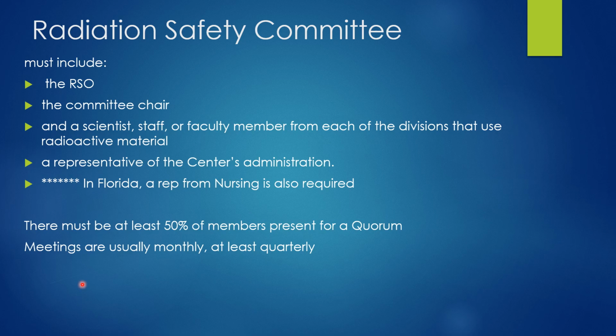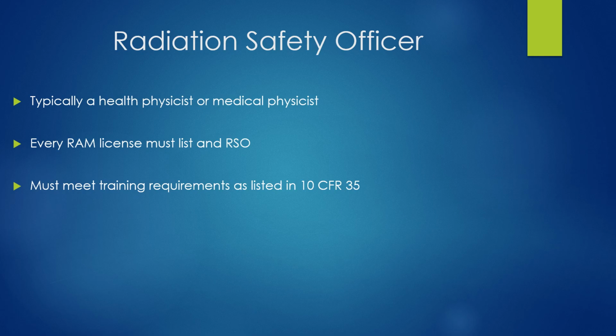And remember, when you have a radiation safety committee, there have to be at least 50 members present for there to be a quorum. And meetings are usually held monthly, but they need to be held at least quarterly. The radiation safety officer is typically a health physicist or a medical physicist. In some agreement states, they will allow a nuclear medicine technologist to be an RSO, but the NRC does not allow that. So it depends on what kind of state you are in.